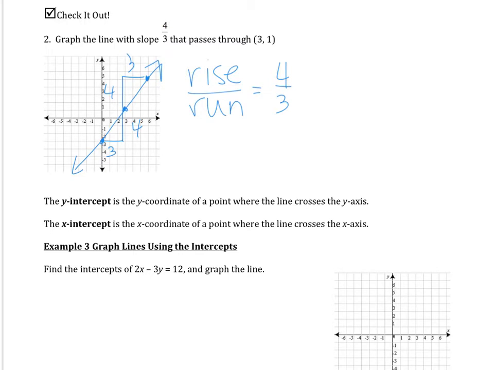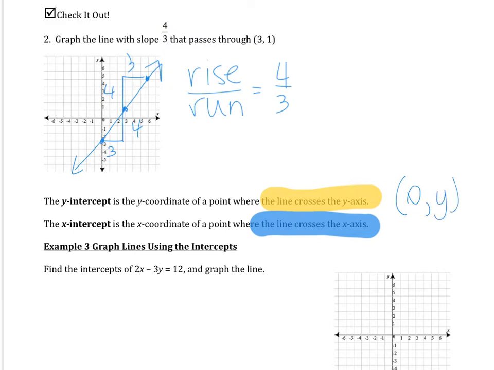The y-intercept is where the line crosses the y-axis. The x-intercept is where the line crosses the x-axis. So if we think about the y-intercept and what the coordinates would be, x would be 0, and then it would be the y-intercept. And it would be just the opposite for the x-intercept.